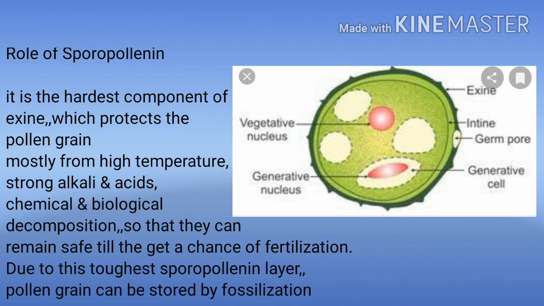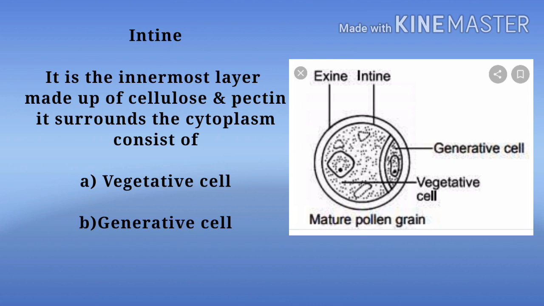Next come to the inner layer, that is your intine. It is the inner wall generally made up of your cellulose and pectin. So mostly it is made up of carbohydrate. The cytoplasm of the pollen grain is surrounded by a plasma membrane. When the pollen grain is mature, it consists of two cells.